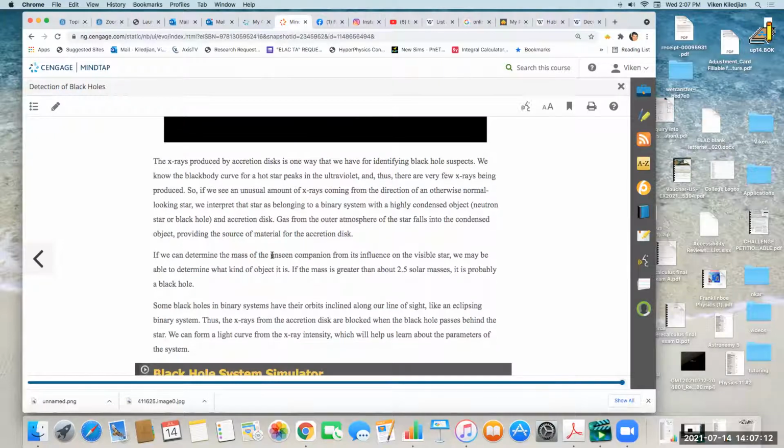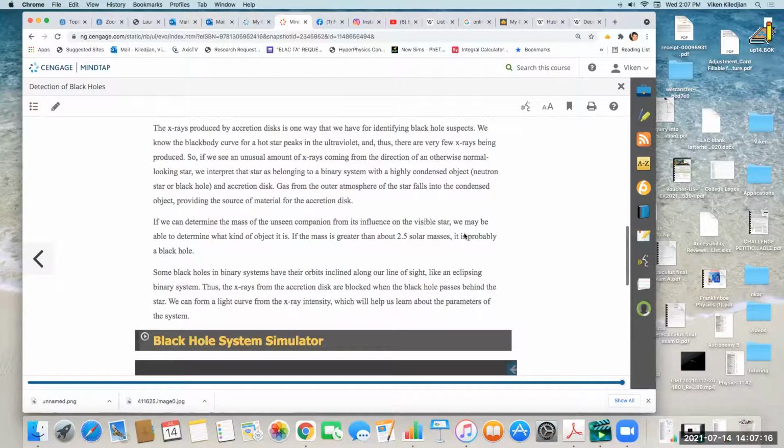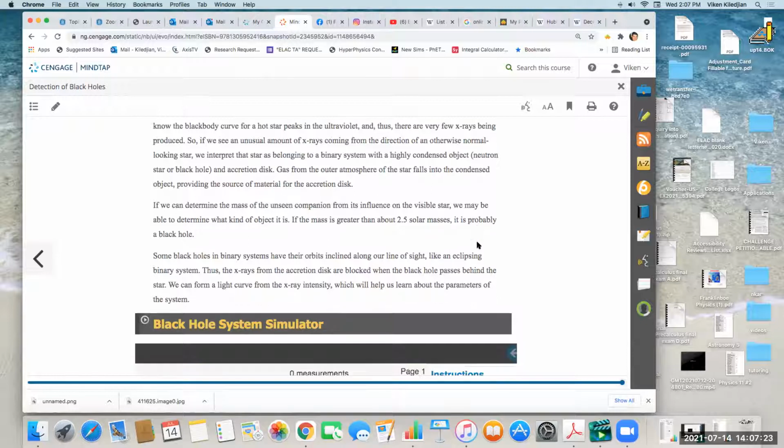If we can determine the mass of the unseen companion from its influence on the visible star, we may be able to determine what kind of object it is. And if the mass is greater than 2.5, then it's a black hole. If the mass is less than 2.5, then it would be a neutron star. So this could also provide a way of detecting neutron stars as well, unseen neutron stars.